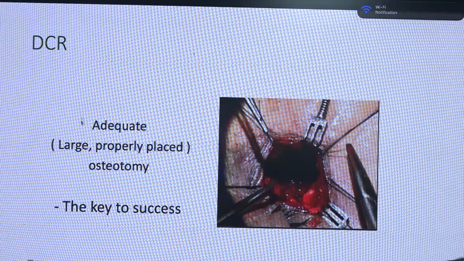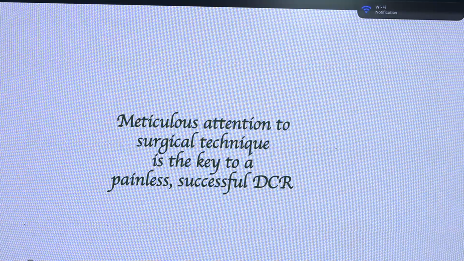And the most important tip is, if you understand the anatomy well, you go to the anterior lacrimal crest, or as I do, a little anterior to the anterior lacrimal crest, posteriorly right up to the posterior lacrimal crest, superiorly a little beyond the medial palpebral ligament, and inferiorly right up to the point where the sac has started becoming tubular. So an adequate large bony ostium is the most critical point in success, and this happens to be the commonest cause of failure of dacryocystorhinostomy. So meticulous attention to surgical technique is the key to a painless, successful DCR.